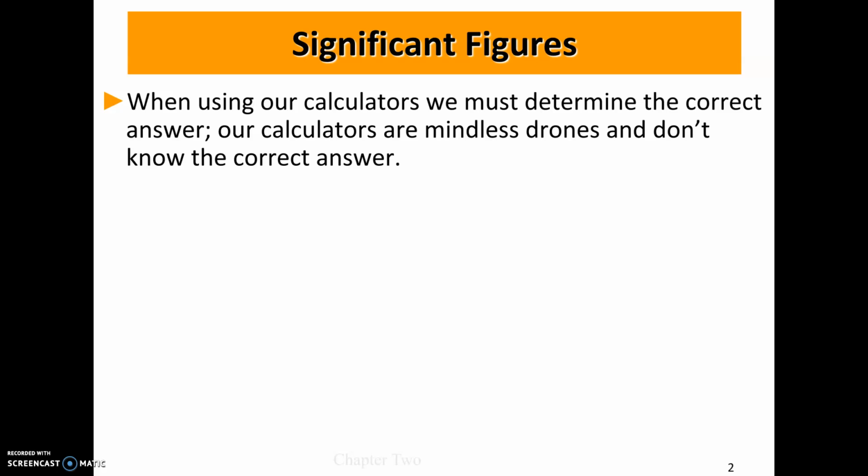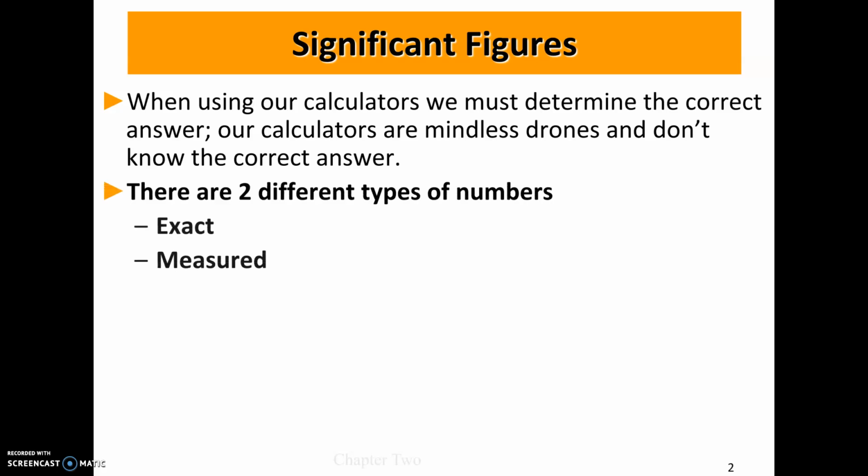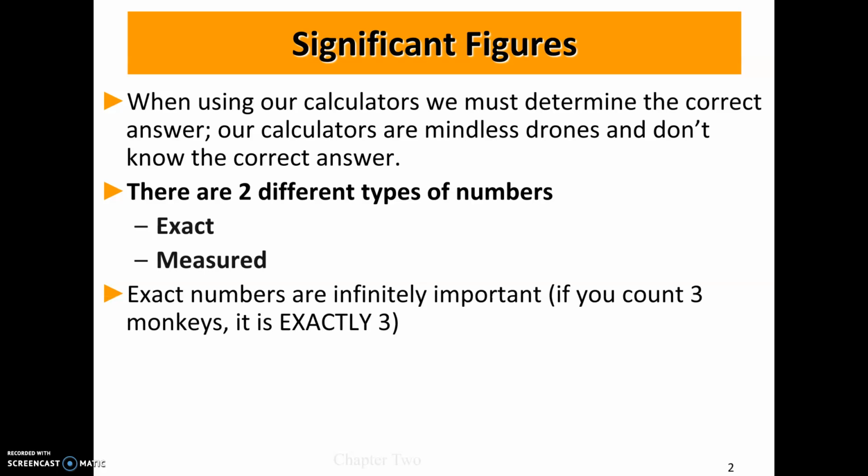So what we're going to talk about is, since our calculator doesn't really know where we're supposed to round, there are some rules in chemistry, especially when we're talking about measured amounts. There are some rules about where we round our answers. So, first of all, remember we've been talking about numbers and quantitative measurements. There are two kinds of numbers, exact numbers and measured numbers.